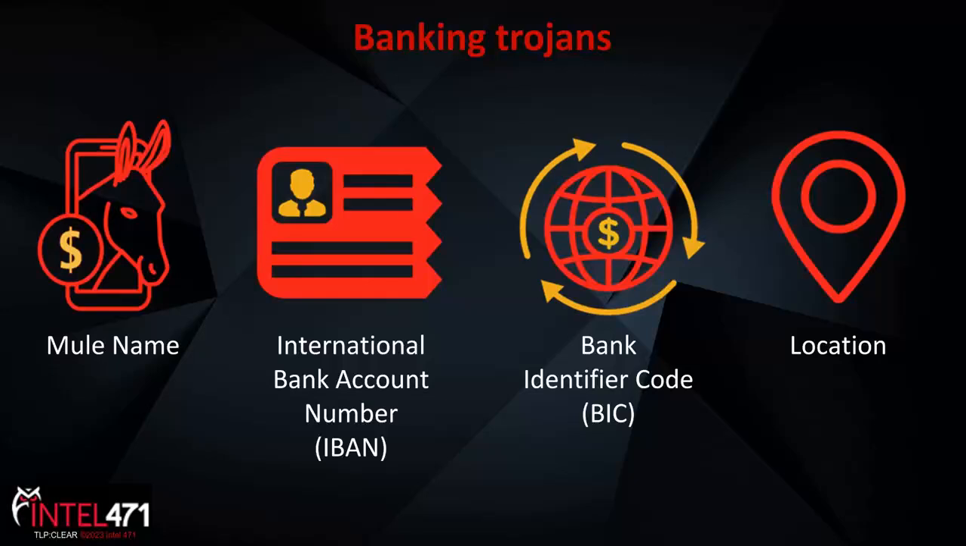A closer inspection of the web inject payload can provide insight into the ATO operation and retrieve the mule accounts destined to receive the fraudulent transactions, providing potential subjects to interview as well as financial trails for the operation. In past investigations, Intel 471 has found the following types of information from these injects to include the mule's name, their bank account numbers, bank identifier codes, and even their location.